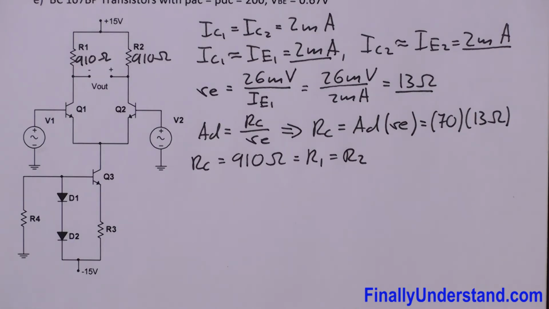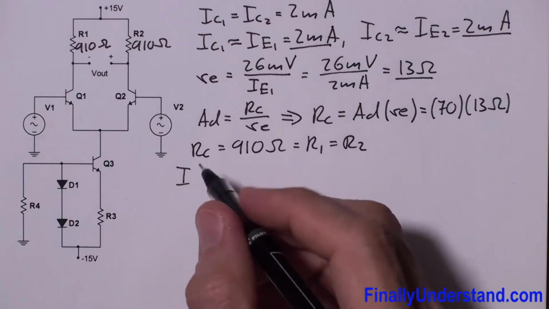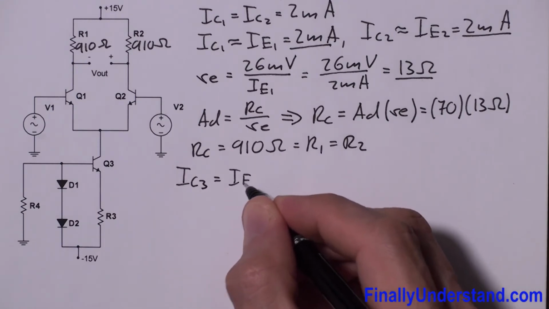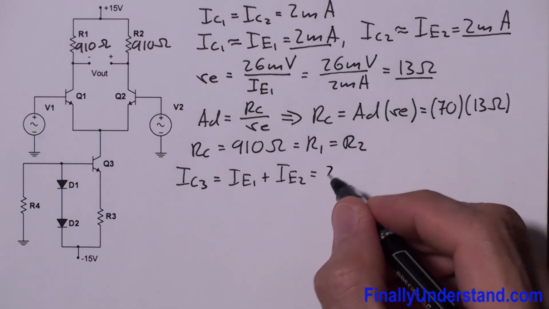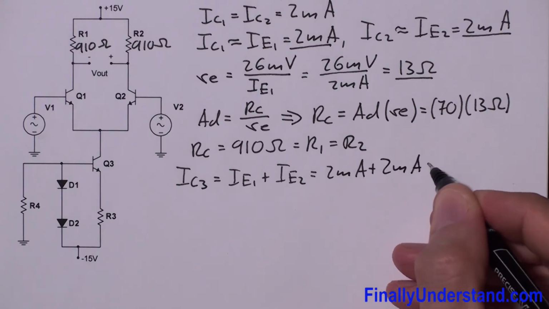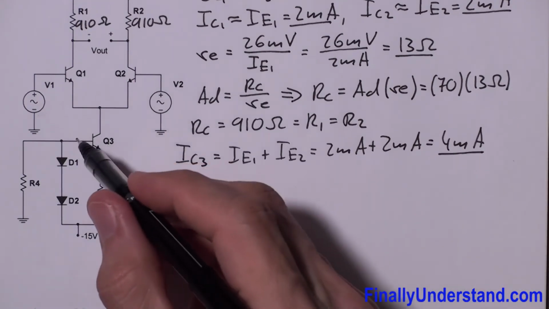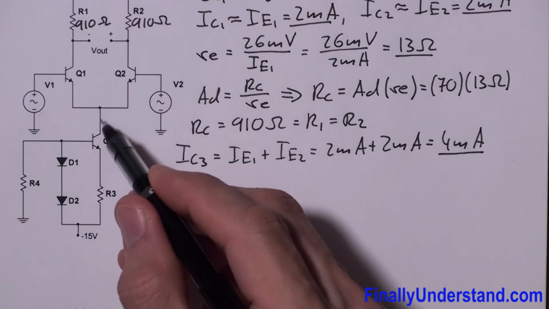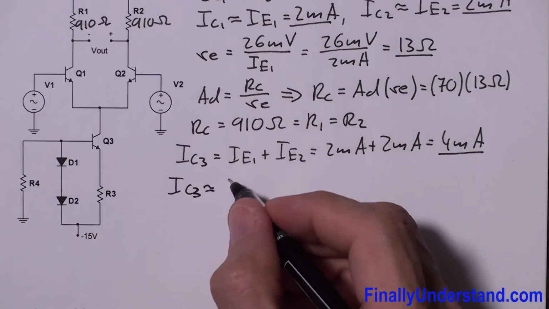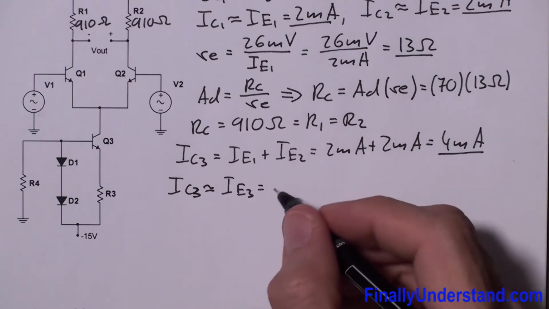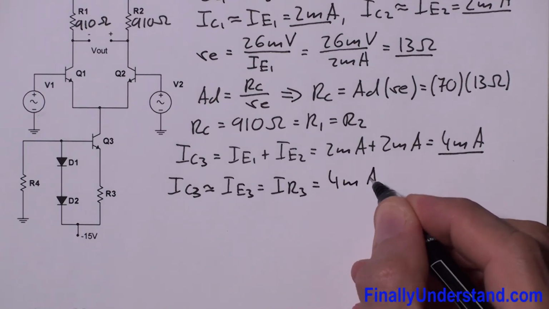Next we can find the current which goes through the collector of transistor Q3. So I can say that IC3 is equal to IE1 plus IE2, and this is equal to 2 milliamps plus 2 milliamps is equal to 4 milliamps. So this is my IC3. You're supposed to also remember that the base current has a very small value compared with IC and IE. That's why I'm going to assume that IC3 is approximately equal to IE3, which is also equal to IR3. This is the same thing, and this is also 4 milliamps.